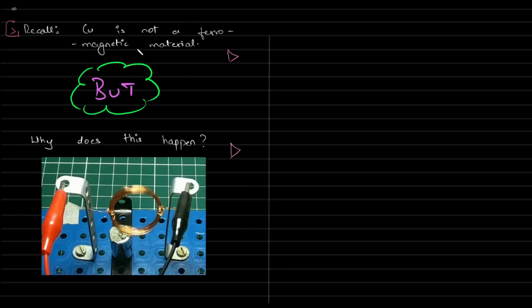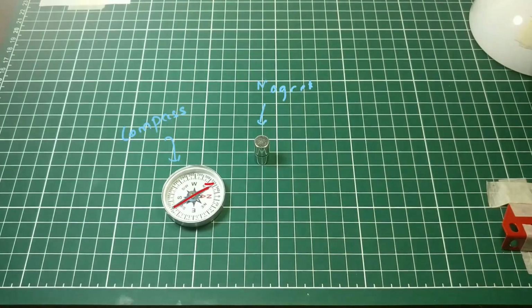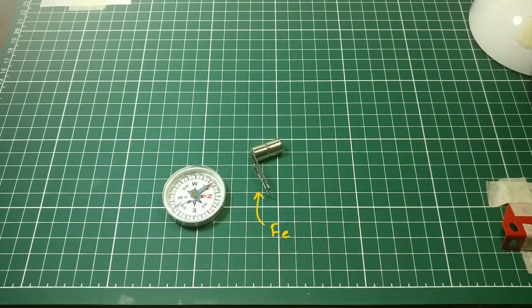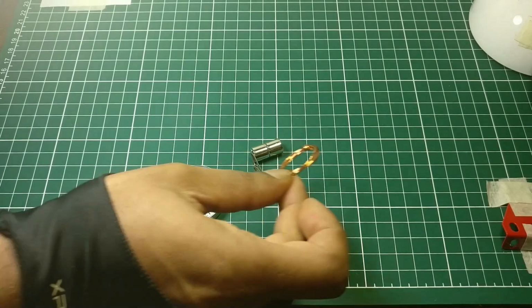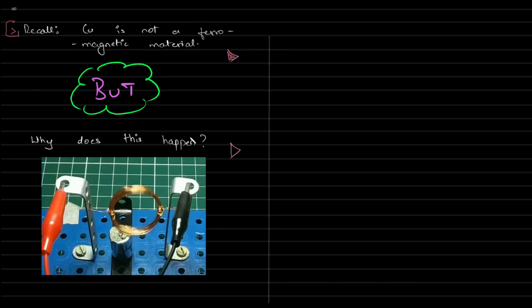Recall that copper is not a ferromagnetic material, right? We saw that. But why does this happen?